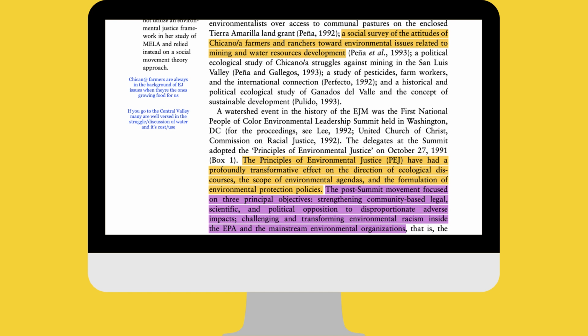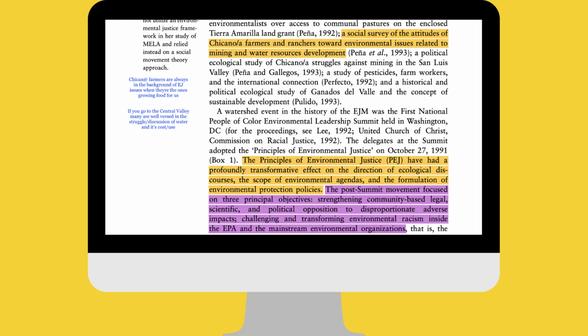Chicano farmers are always in the background of environmental justice issues when they're the ones growing food for us. And in addition, if we go to the Central Valley, many are well versed in the struggle and discussion of water and its cost and use. So again, something I either want to talk about in a discussion or in class. Plus, also just kind of my personal notes and things that I will reread when I go back and relook at this piece.